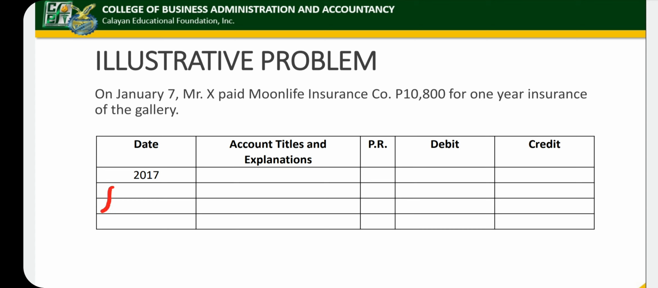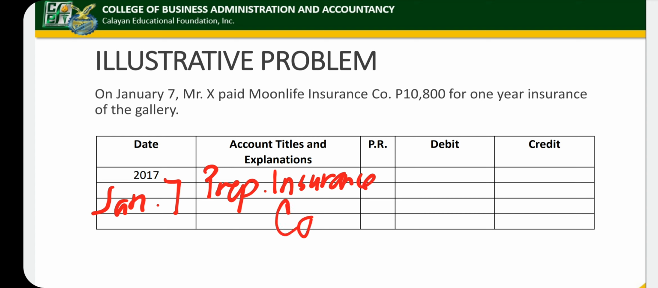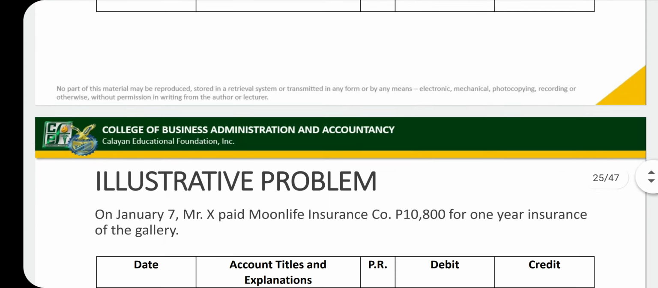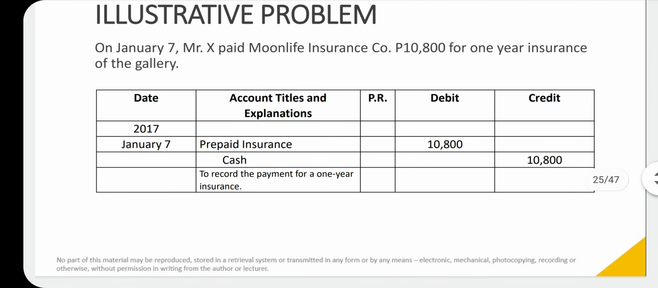So just like in our previous slide, we debit prepaid insurance. Again, prepaid insurance is an asset. And we credit cash for the amount of the payment that our company has made. Okay, so 10,000 pesos. So for the accounting explanation, to record the payment for a 1 year insurance.